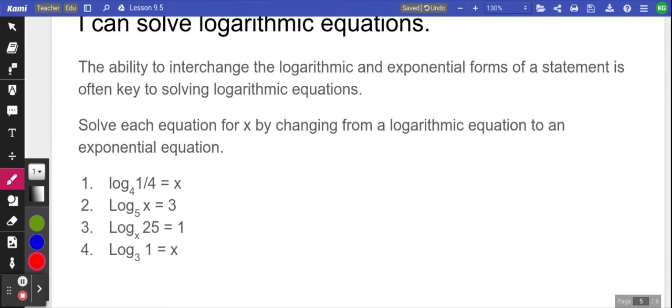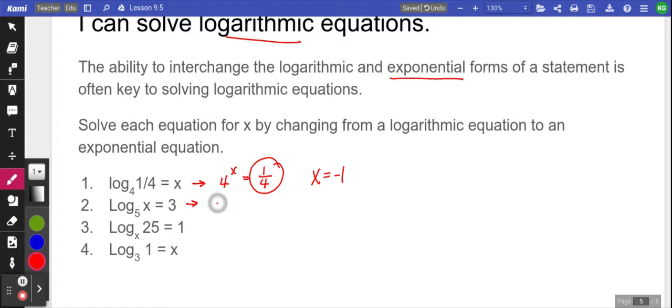In order to solve log equations, because we can't do them in our calculator, we're going to change them into exponents and then use our roots page, which hopefully you have with you, and solve. So this one, if I change into exponential, it'd be 4 to the x equals 1/4. And how would I get a 1/4 fraction? Well, I'd have to take 4 to the -1 power. So the answer for x is -1.